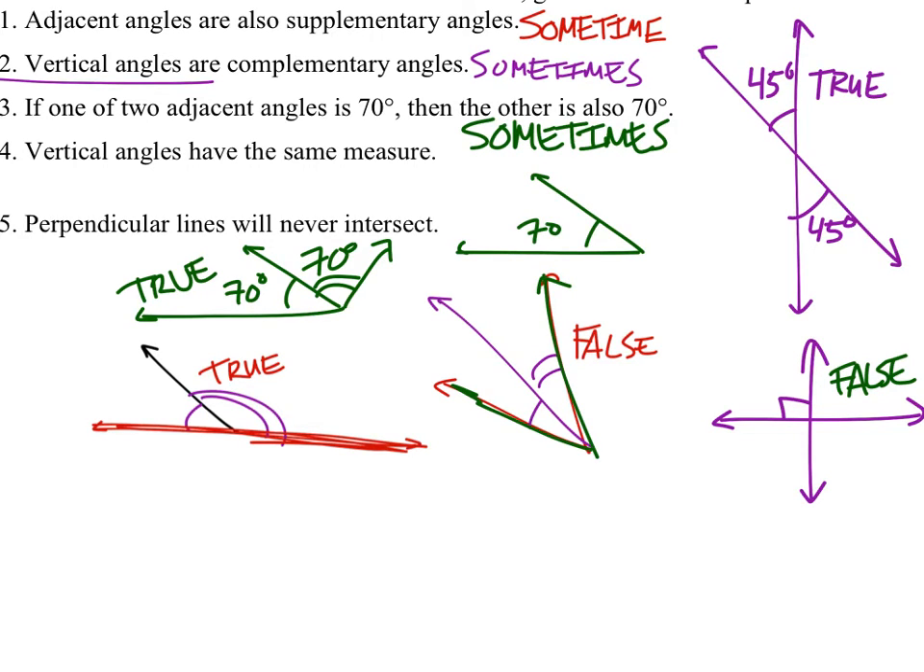The other one we could just make a straight line. See, now this is obtuse. So this one is not 70 degrees. And that would make it false.